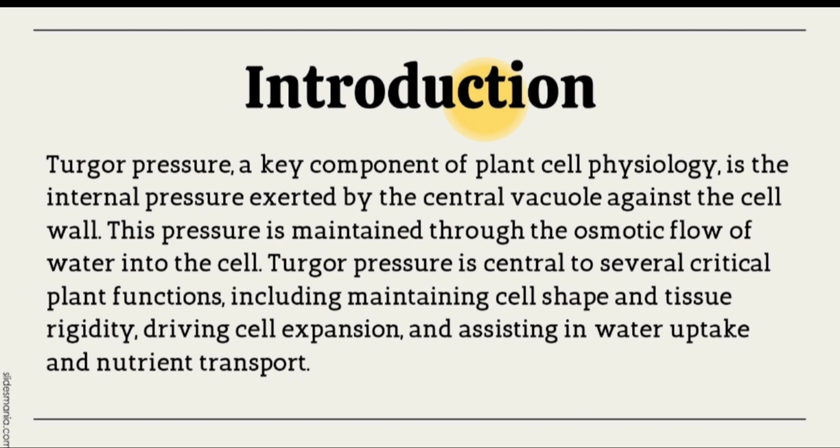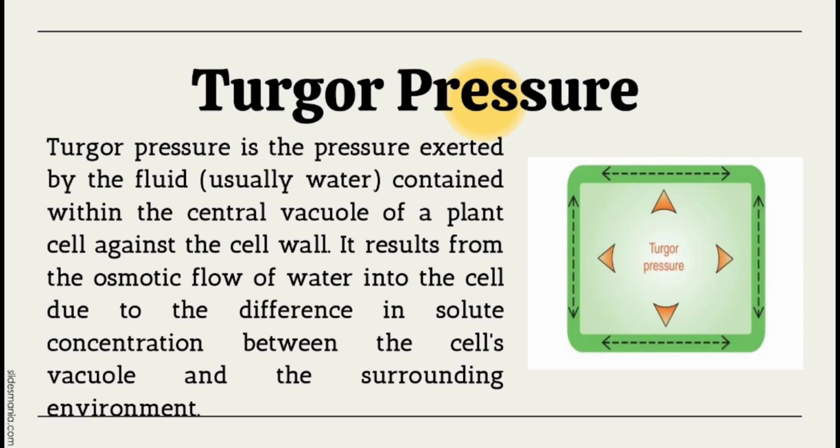So next, turgor pressure. Turgor pressure is the pressure exerted by the fluid, usually water, contained within the central vacuole of a plant cell against the cell wall. It results from the osmotic flow of water into the cell due to the difference in solute concentration between the cell's vacuole and the surrounding environment.